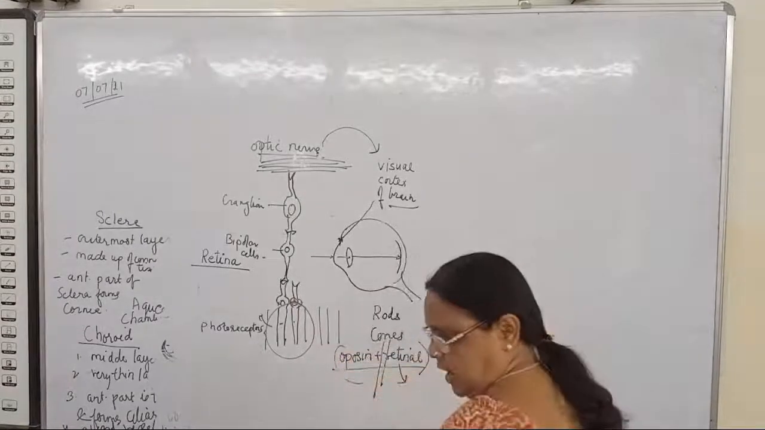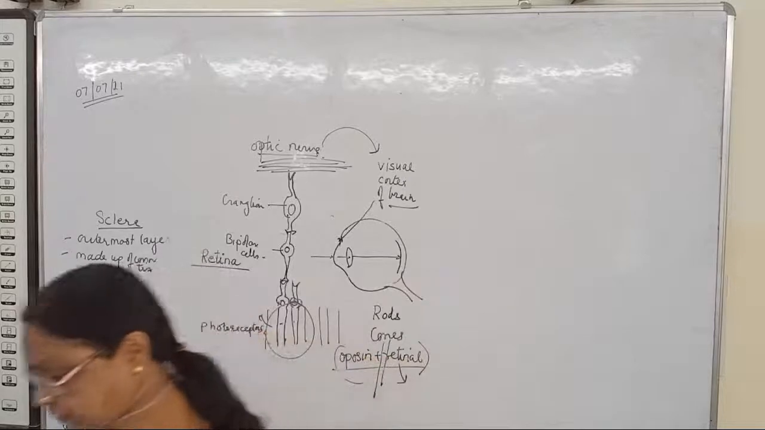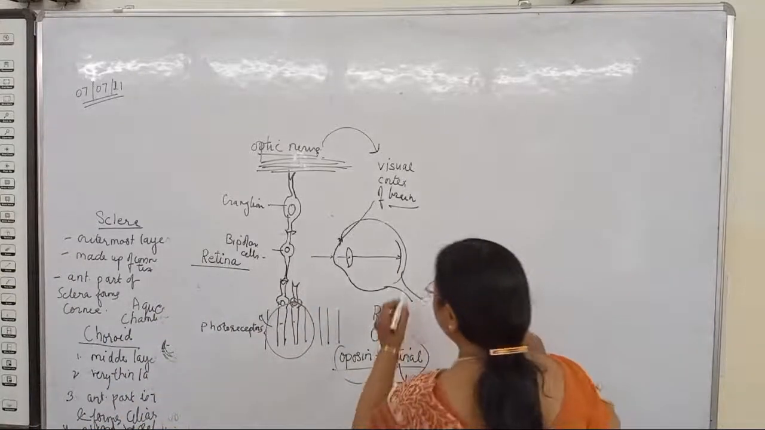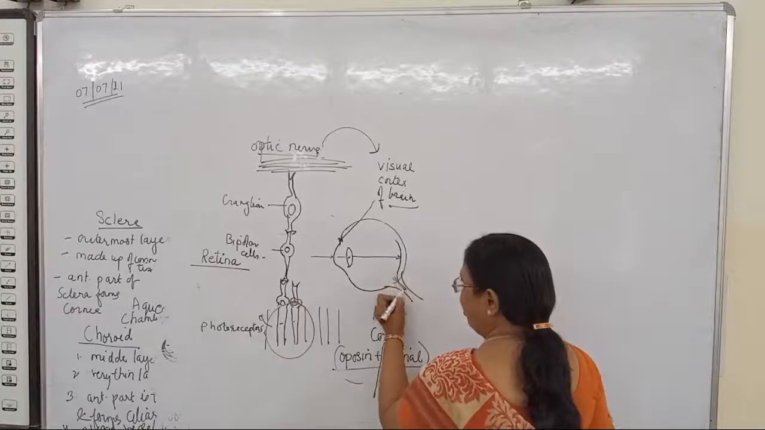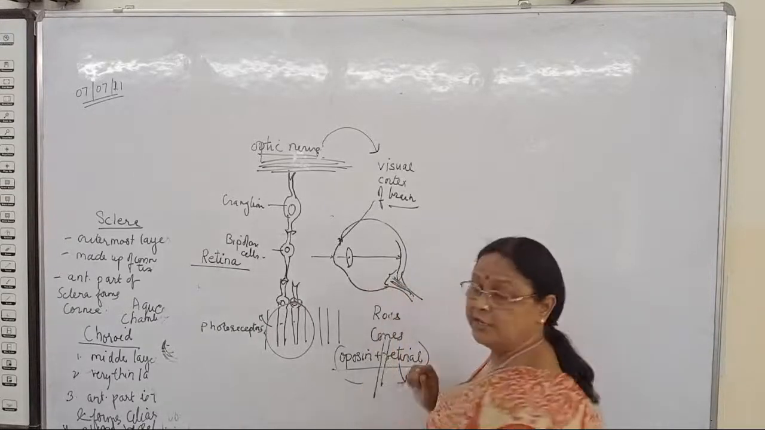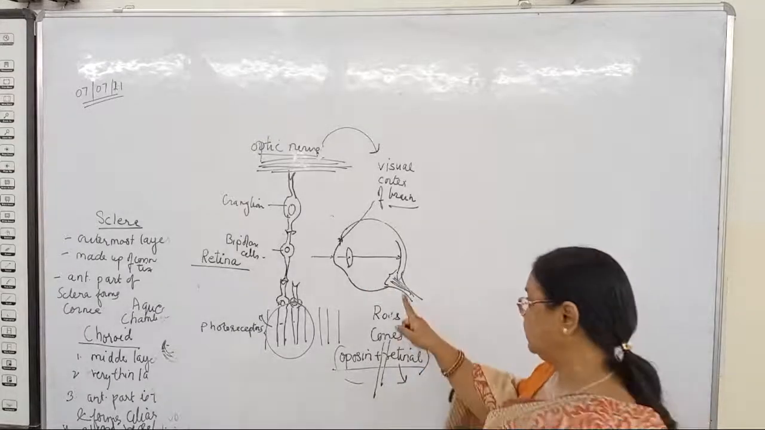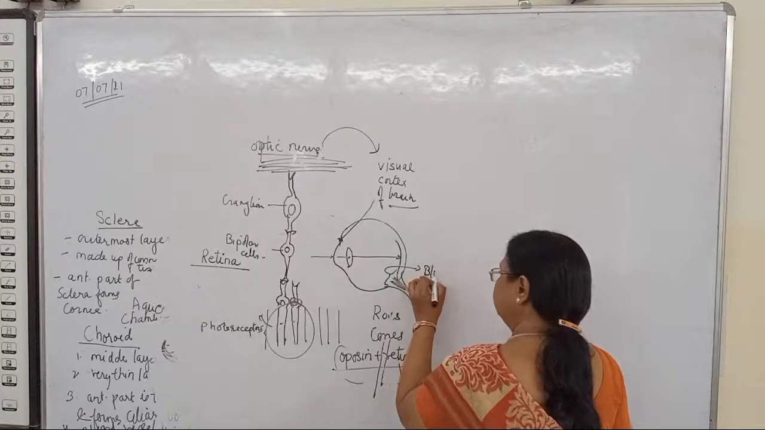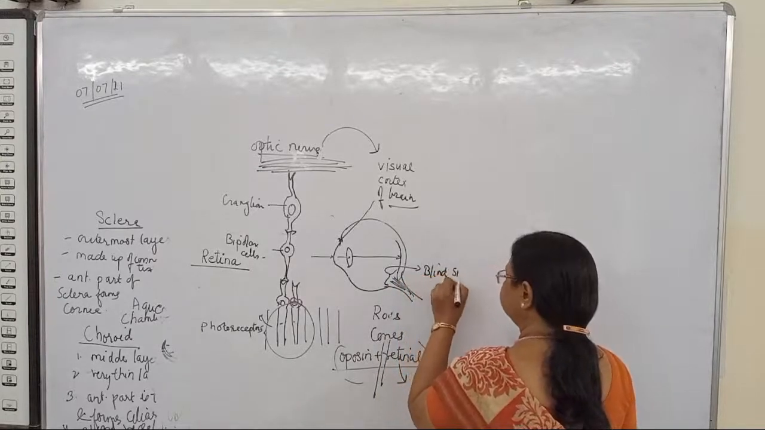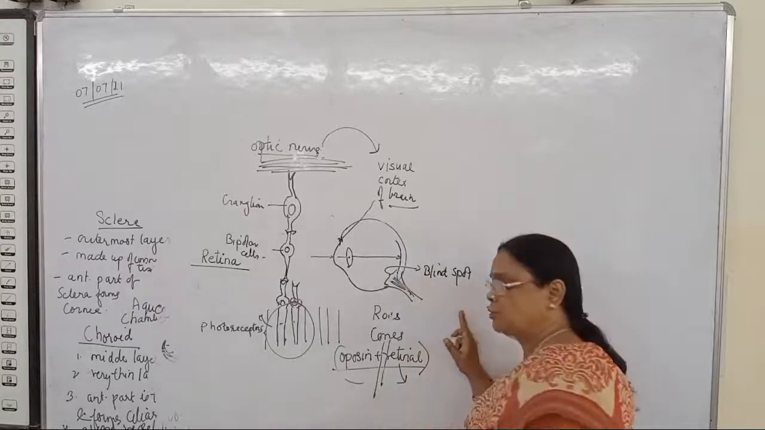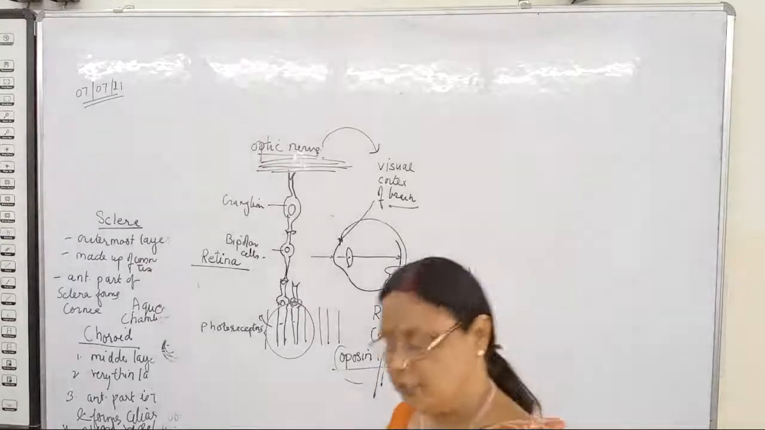Now one thing I must say here, I didn't mention it earlier, but now I would like to mention. In the eye you have the optic nerve and certain blood vessels. Here no vision is possible. So this part is called the blind spot.